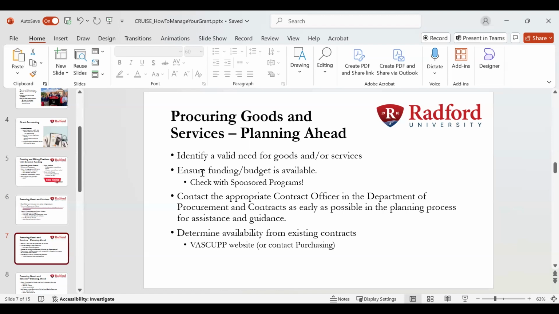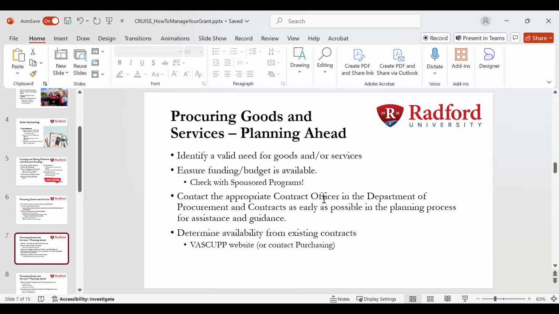And again, this goes without saying, but ensure that the funding and the budget are available. Always check with sponsor programs, though. These are some key bullet points so that you can quickly get things done, for lack of better words. So obviously contact sponsor programs to make sure that there is funding in the budget, let's say in the equipment line, to cover that piece of equipment you're buying. If it's not, maybe there's money elsewhere within the budget. We can certainly, in most cases, shift funds from one budget category to the next so that you have money there to buy your item.